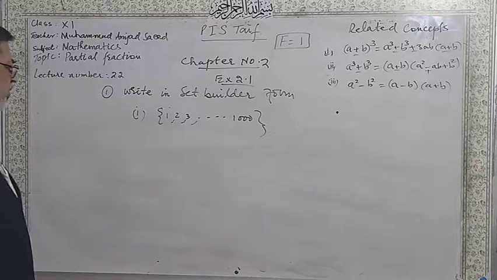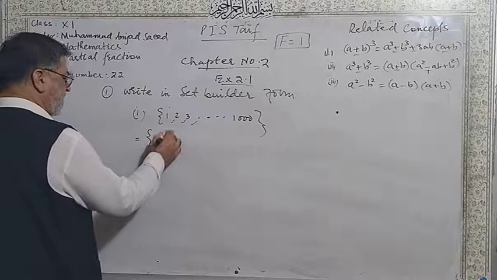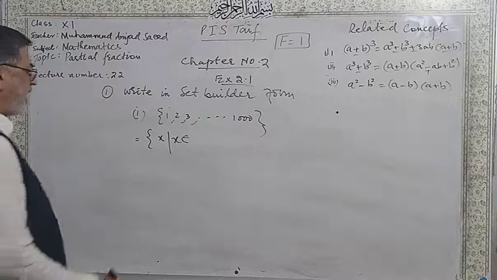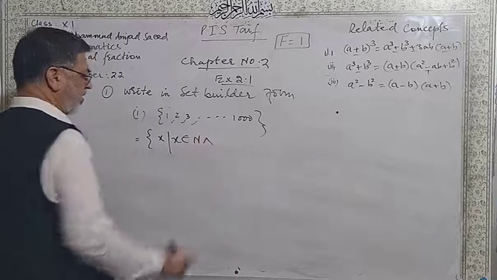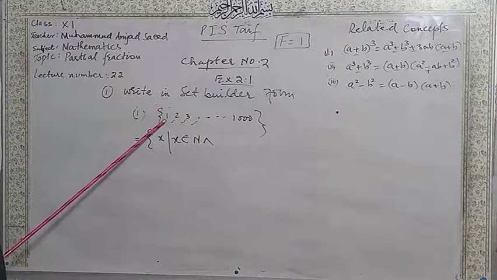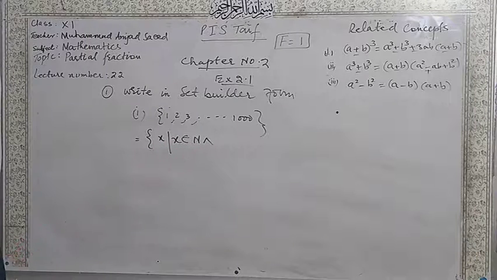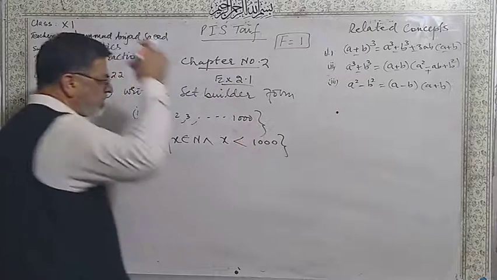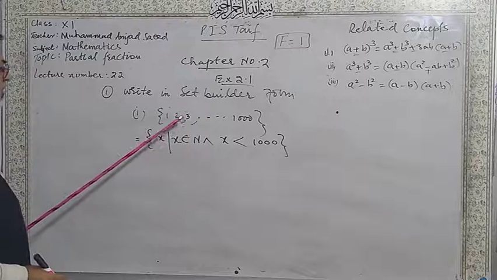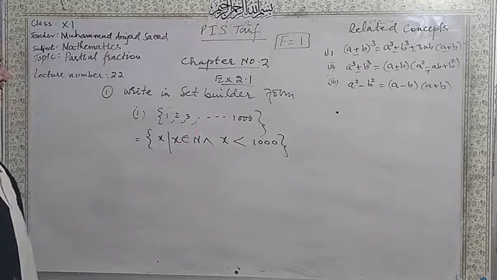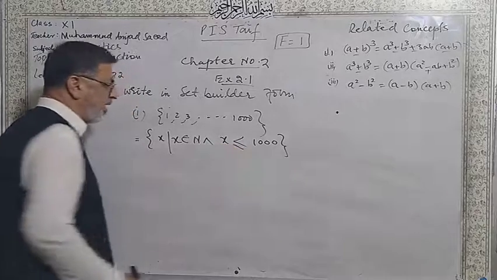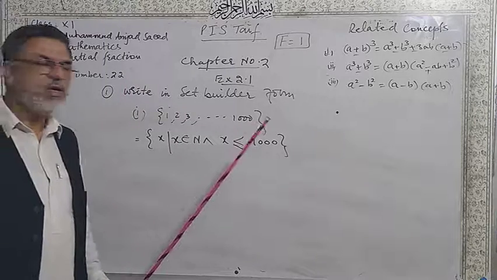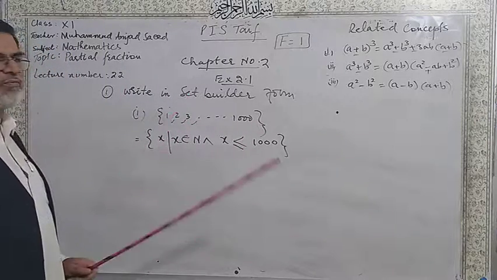In set builder form, you will take an arbitrary letter x such that x belongs to, this is main information, x belongs to the set of natural numbers, because the set of natural numbers starts from 1. x such that x belongs to N and x is less than 1000. If you say x is less than 1000, it will be from 1 to 999. And if you write down the equal sign also, then 1000 is included. So this is the way how to write down the set in set builder form.